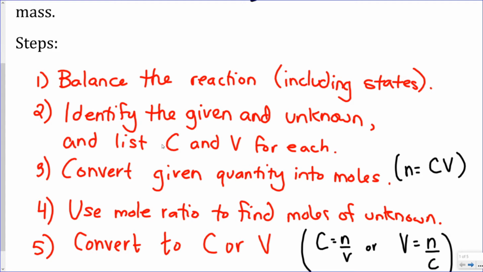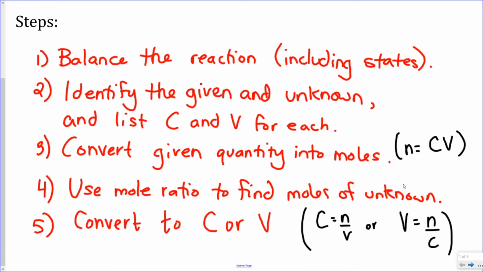And remember, concentration is given in moles per liter or molarity, and volume should be given in liters. So if we're given it in milliliters, which we often are, we have to make sure that we convert. So rather than masses and molar masses, we're going to write down concentrations and volumes. Number three, convert the given quantity into moles. That's what we did before. Before we were doing n equals little m over big M. Now, because we're dealing with concentration and volume, we're just going to use this rearrangement of the concentration formula, n equals C times V.